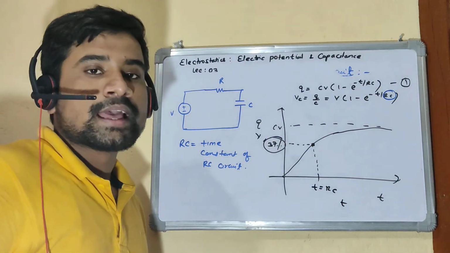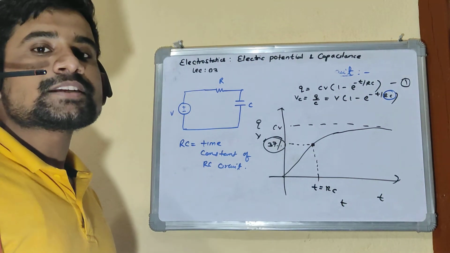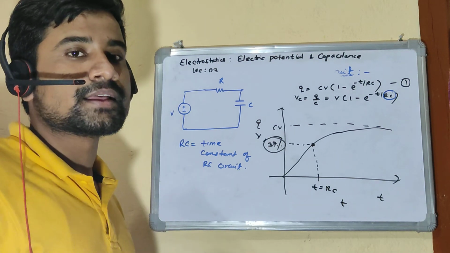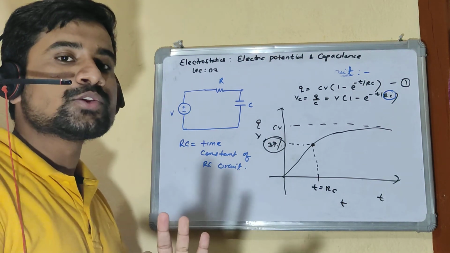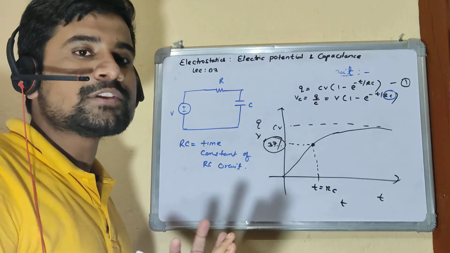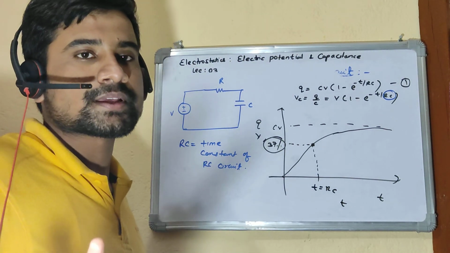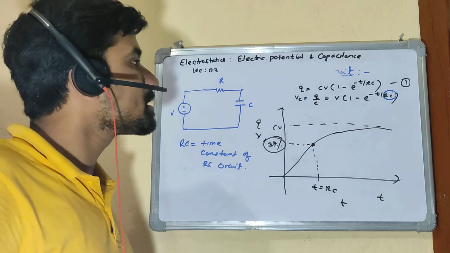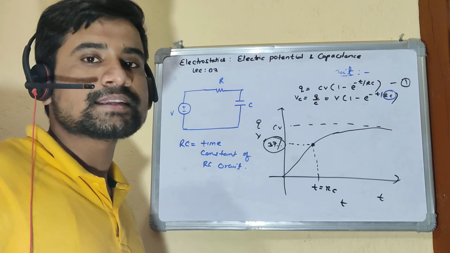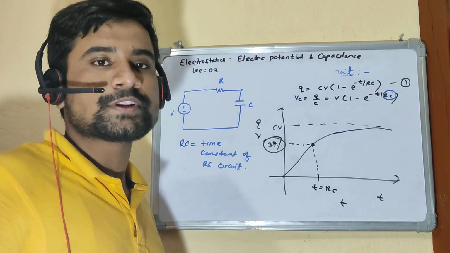And after a capacitor gets fully charged, it behaves like an insulator, right? Meaning it will no more allow any further charge to come onto it, and it will stop the flow of current across it. So we will discuss more on this and what is discharging of an RC circuit in the next video. Till then, thanks.